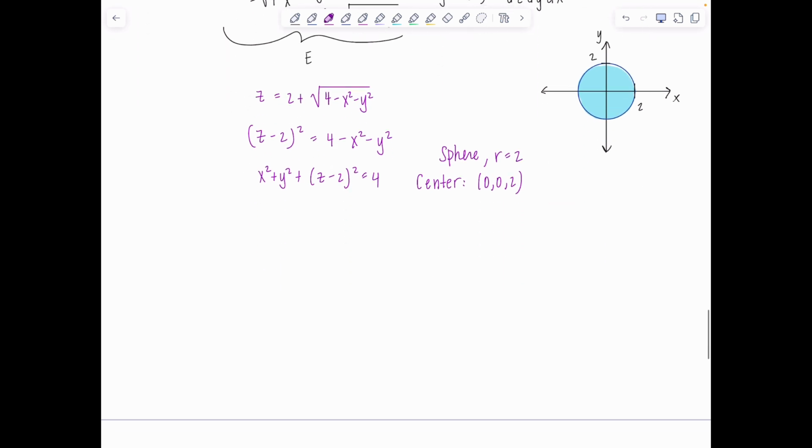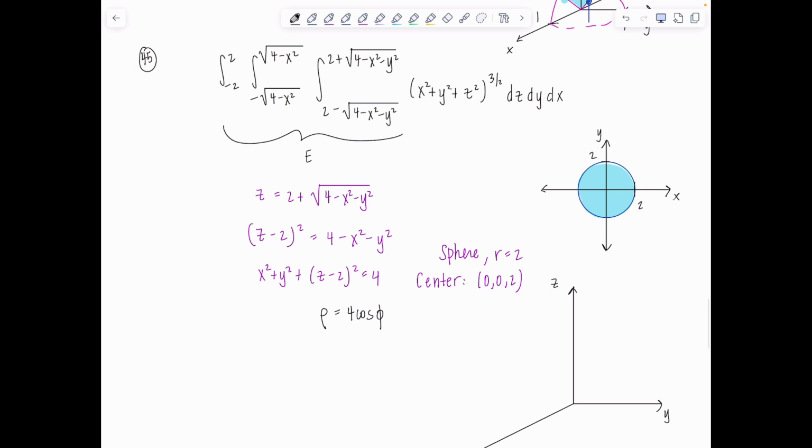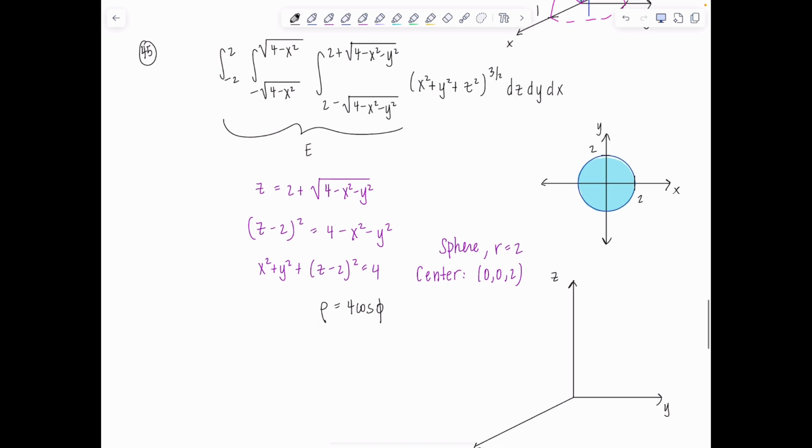Oh my God, do you know the equation for that in spherical right off the top of your head? 4 cosine phi. Yes, very good. Rho equals 4 cosine phi. When it's centered on the z-axis, just do 2a cosine phi. Okay, guys. So it's all the way around, and the whole... okay. 1, 2, 3, 4. So nothing's intersecting it.